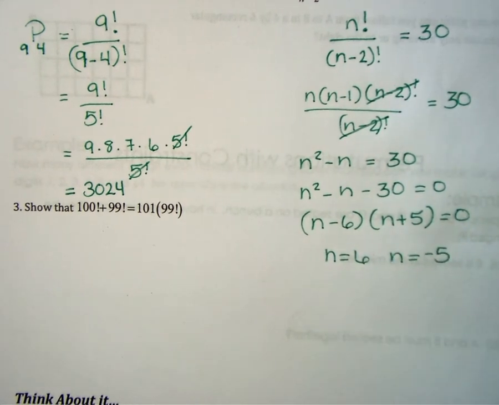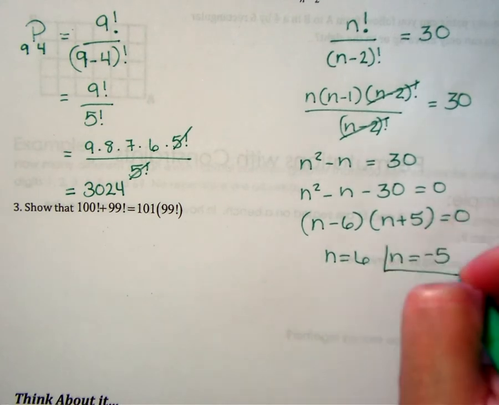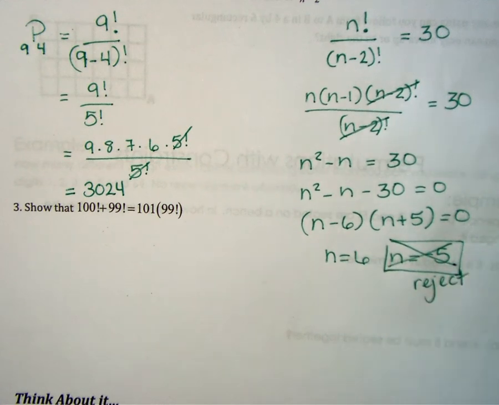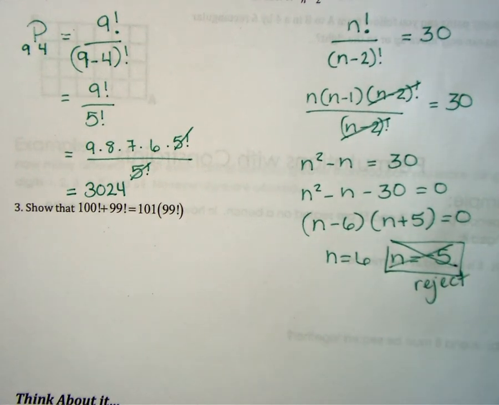What am I going to reject? Because n has to be a natural number, we have to reject that. There you go. So this would be a really good question on a test, quiz, or exam, on a non-calculator portion, and knowing how to do it would be great.